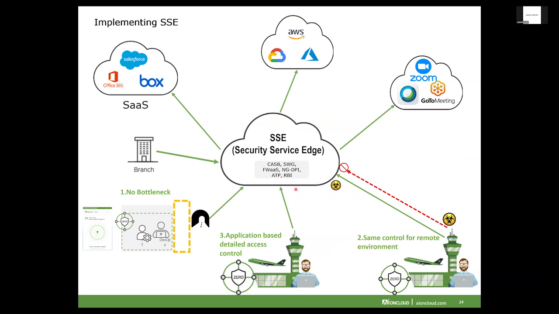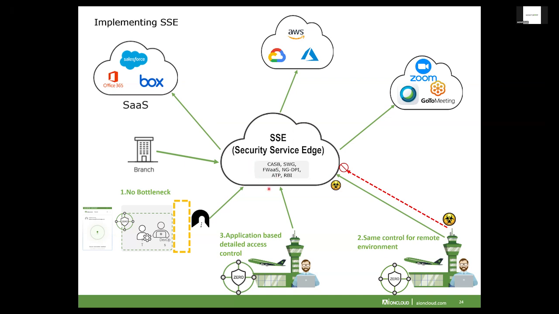IonCloud's security service edge, what we call our SIA, or Secure Internet Access, solves the previously stated problems, and here we can easily see why. Number one, now there's no bottleneck at the headquarters. From branches and employees all coming into this one location, now they all access our security service edge at the closest and most efficient location.